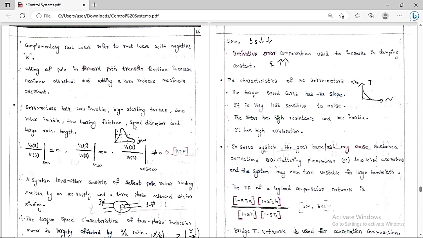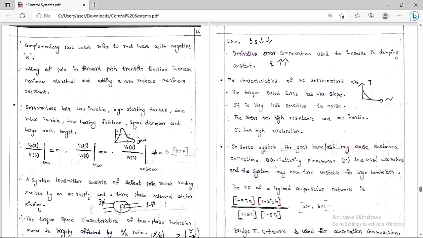It is very less sensitive to noise. The servo motors are very less sensitive to noise. The rotor has high resistance and low inertia. As I told you, the X/R ratio is very less, meaning high rotor resistance. And it has low inertia, meaning small diameter and large axial length. It has high acceleration because the inertia is very less, meaning the weight is very less, so definitely its acceleration will be very high.